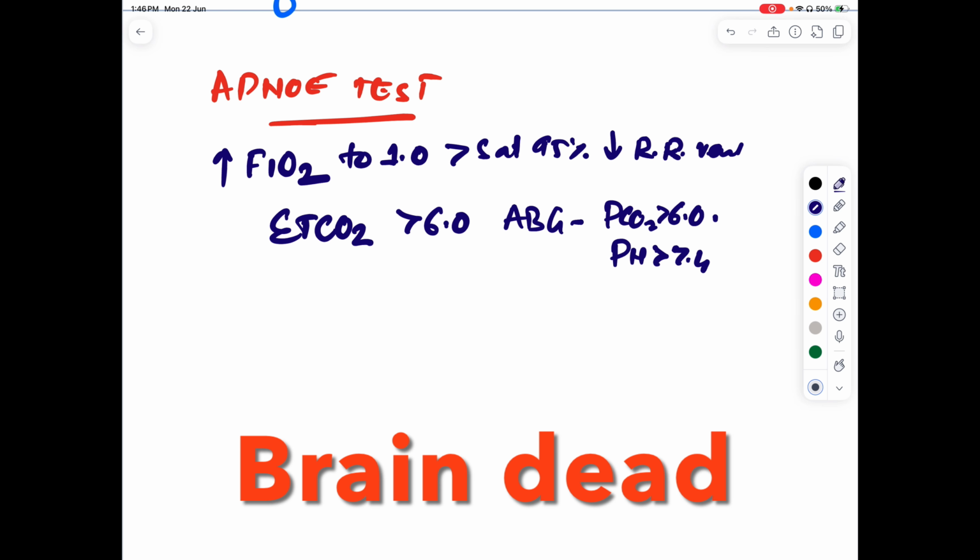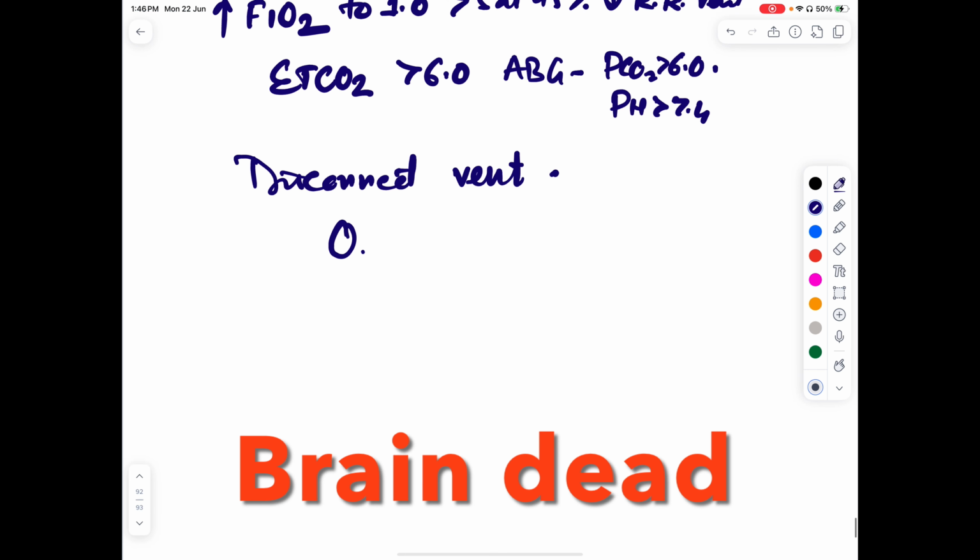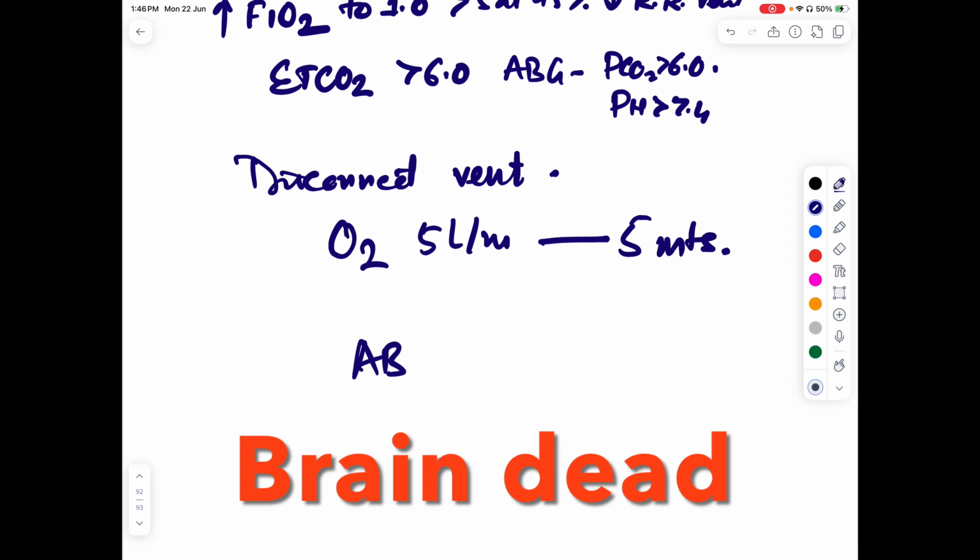Now disconnect the ventilator, give O2 at 5 liters per minute. Observe for 5 minutes. Then ABG is repeated. A rise of more than 0.5 kPa in PCO2 is expected. Failure of further rise in PCO2 indicates loss of respiratory drive.